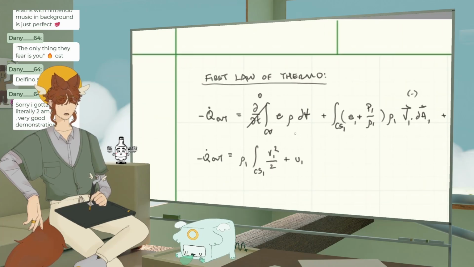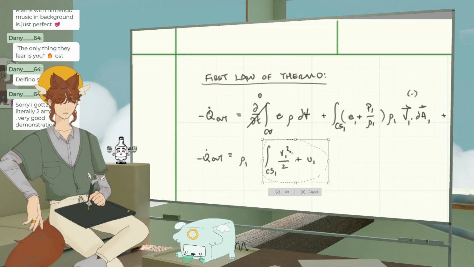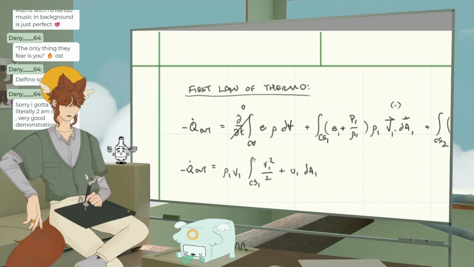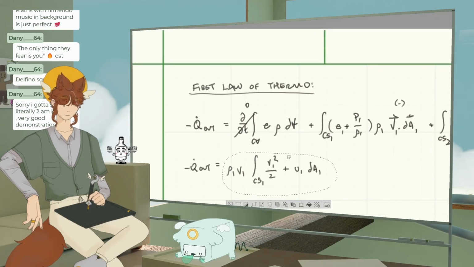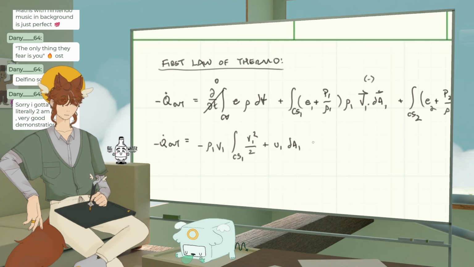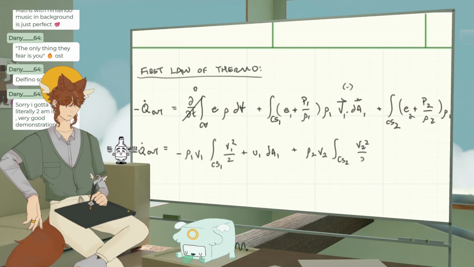So I pulled that P1 out, I'm gonna pull a V out as well, because we had assumed that it was constant over the control surfaces. And then we have just dA. This is a negative also. Not to forget that, that's pretty important. Basically the same thing here. So we switch everything for 2.